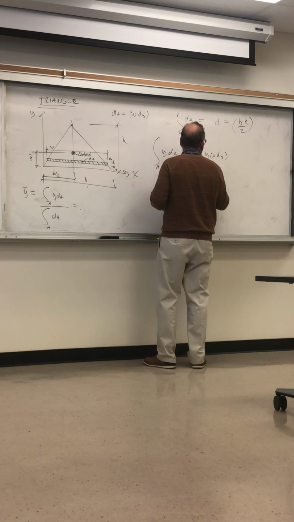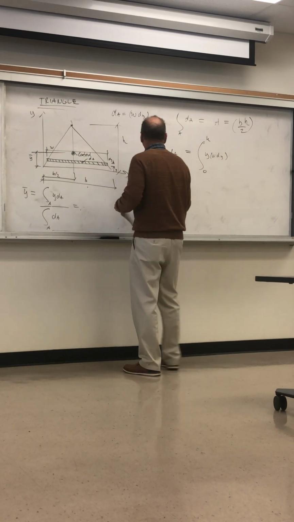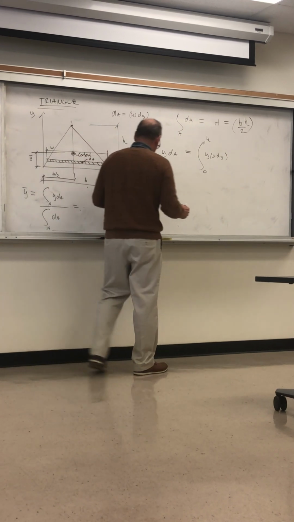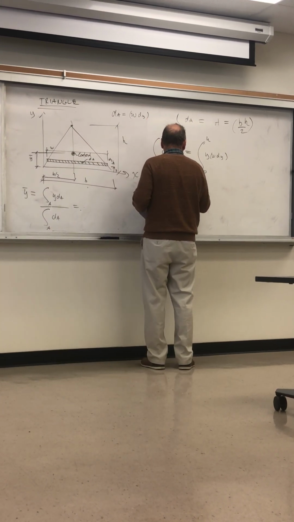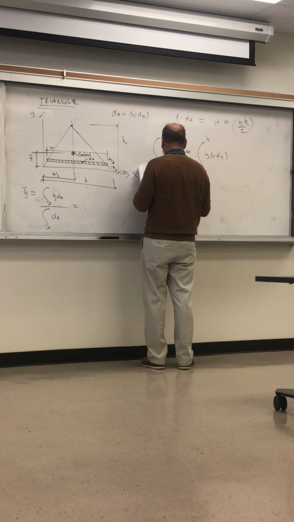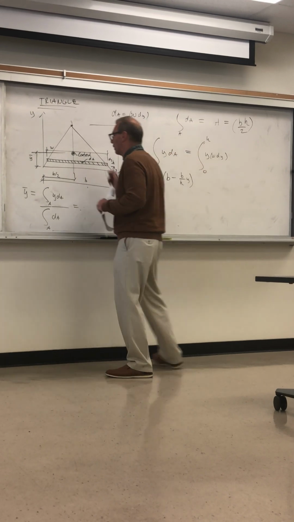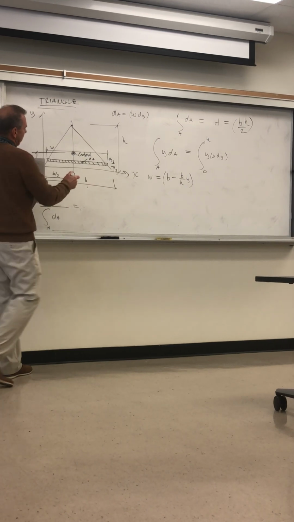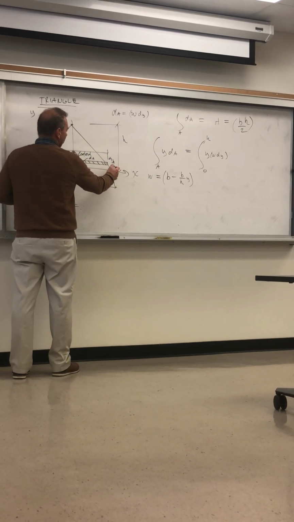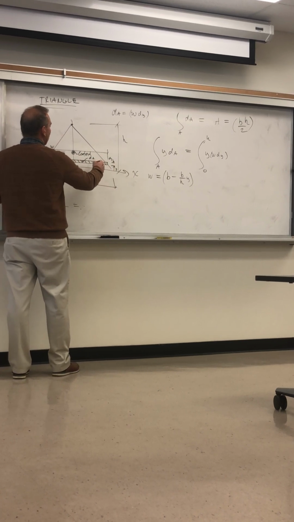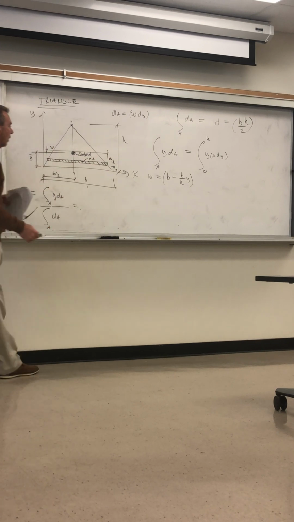And so this is from 0 to h now. W, we have the width here, so it's b minus b over h times y. So the width W as a function of y is b, and then it's minus b times any distance y over height h.